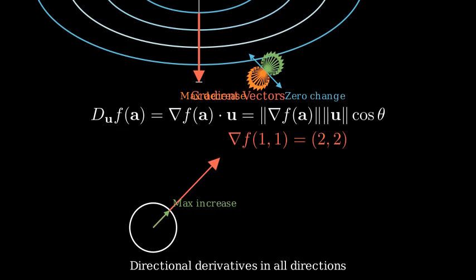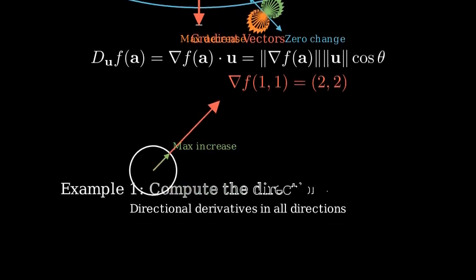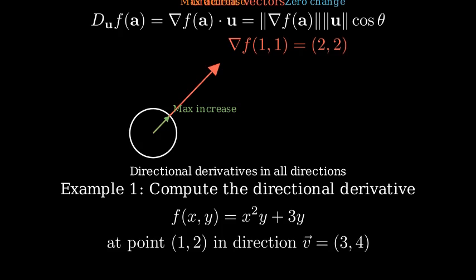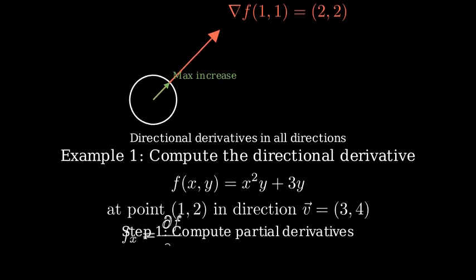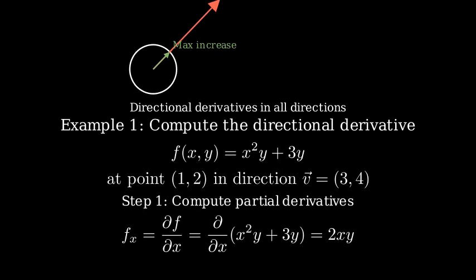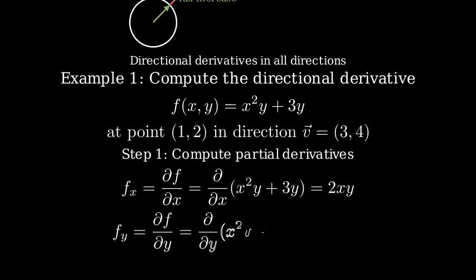Let's work through an example in 2 dimensions. We'll compute the directional derivative of f of x, y equals x squared y plus 3y at the point 1, 2 in the direction of the vector v equals 3, 4. Step 1. Compute the partial derivatives. The partial derivative with respect to x is 2xy. The partial derivative with respect to y is x squared plus 3.